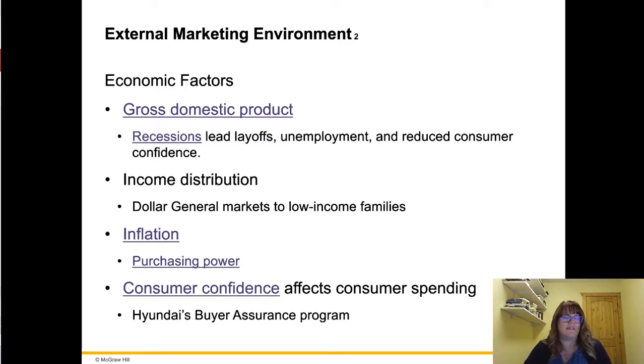Inflation is the increase in the general level of prices of products in an economy over a period of time. Inflation means an erosion in the purchasing power of money, and can significantly affect marketing behaviors if prices rise faster than consumer incomes. Consumer confidence is a measure of how optimistic consumers are about the overall state of the economy and their own personal finances. When confidence is high, consumers are likely to purchase more.